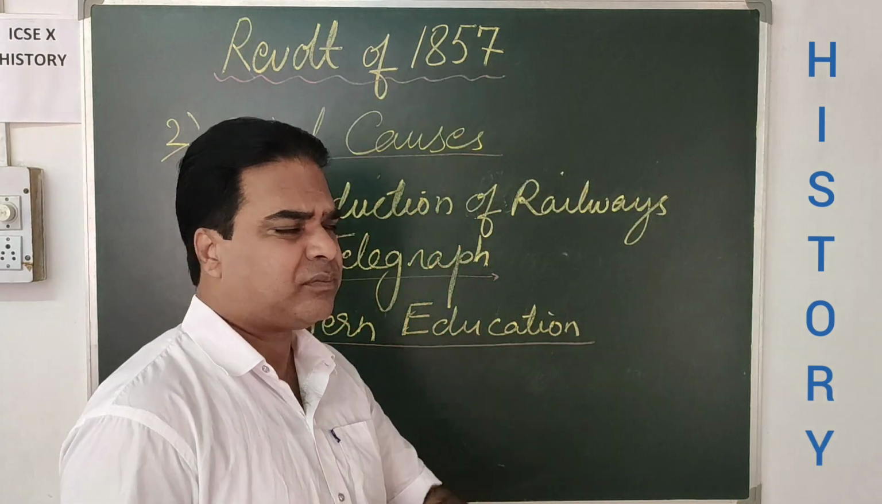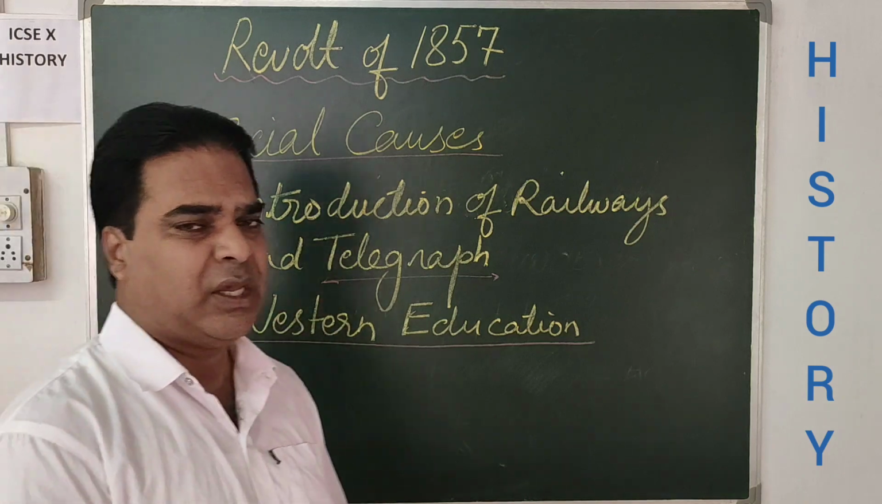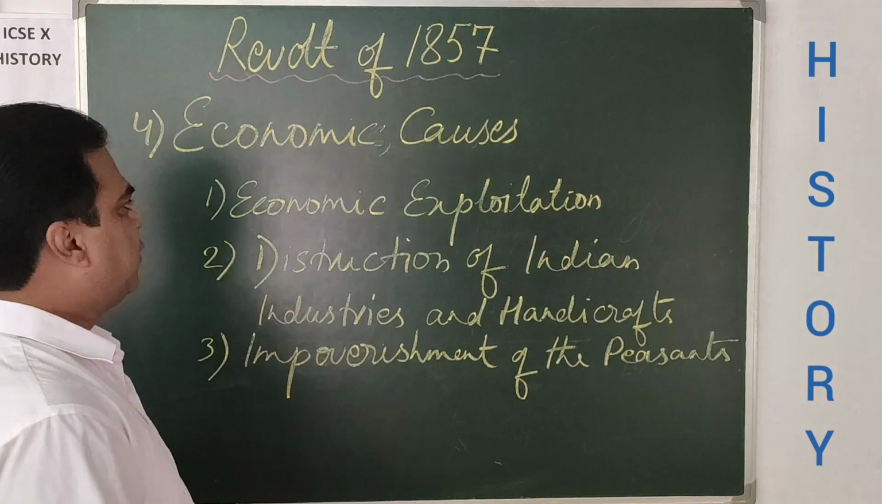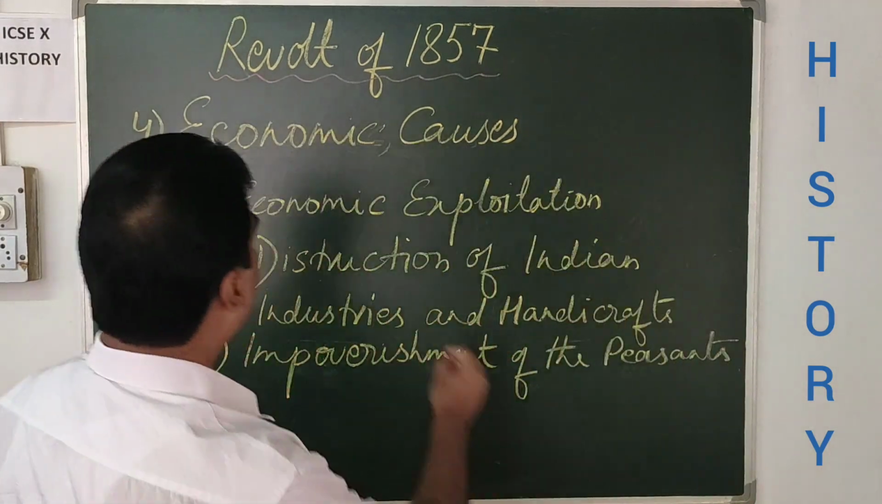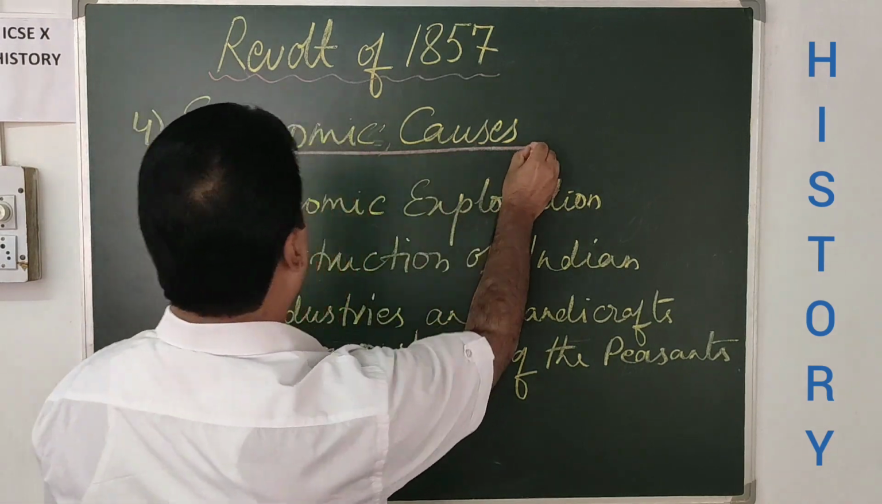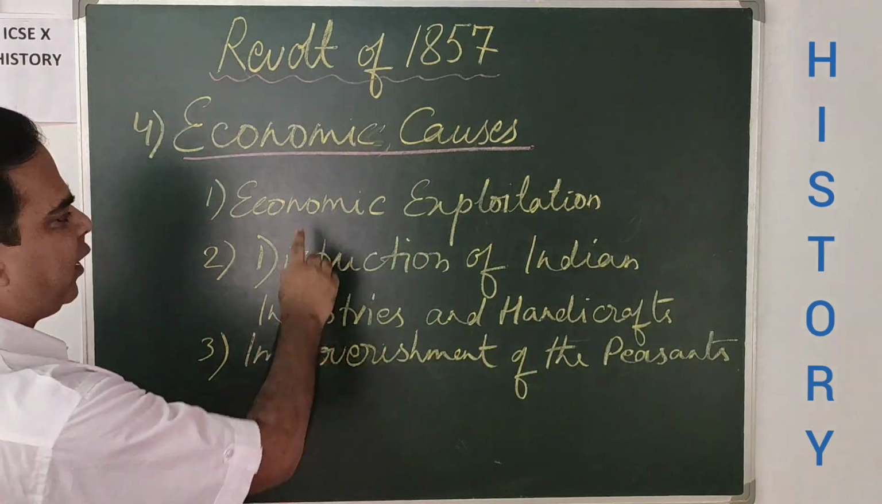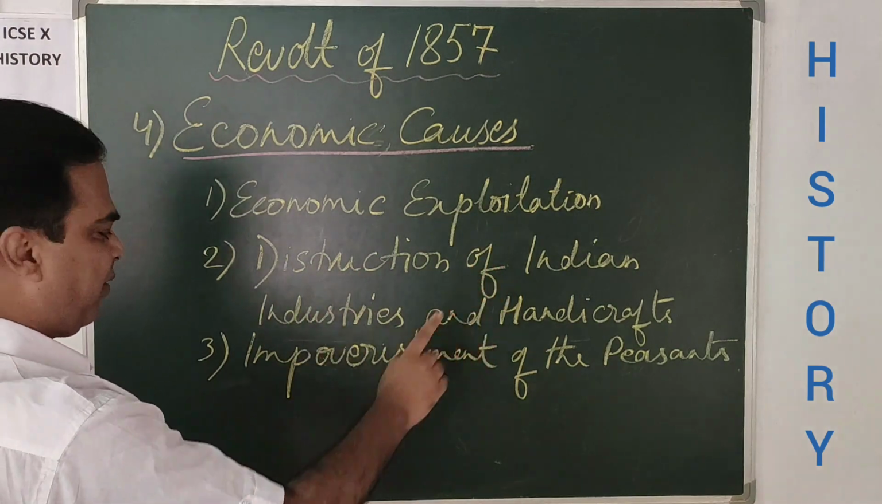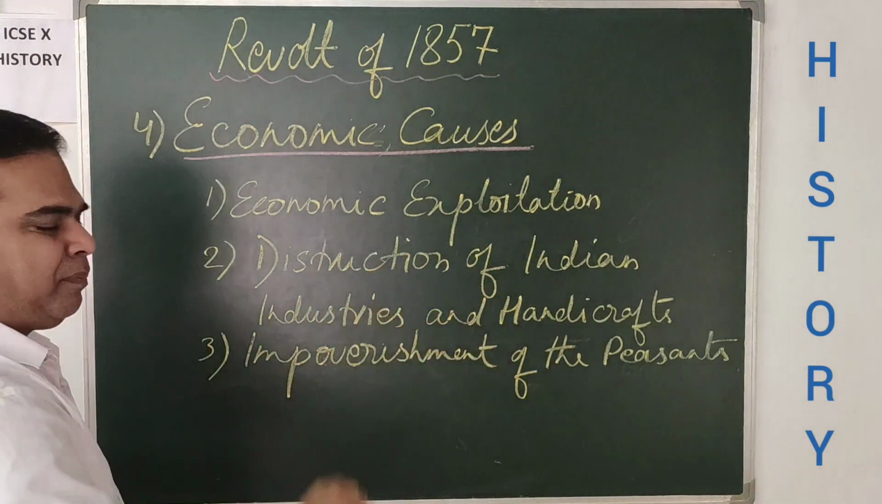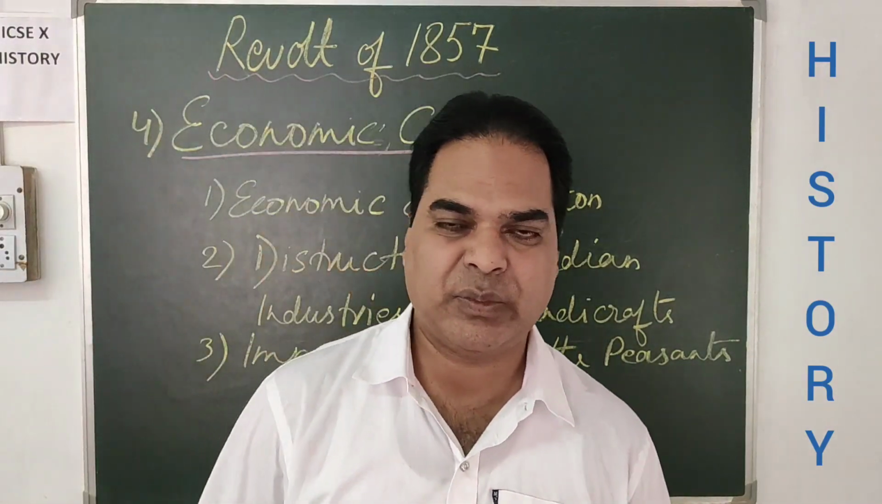Now, the next topic which we'll discuss over here is economic causes. Economic causes. Number one, economic exploitation. Number two, destruction of Indian industries and handicrafts, and impoverishment of the peasants. So these are the topics which come under economic causes.